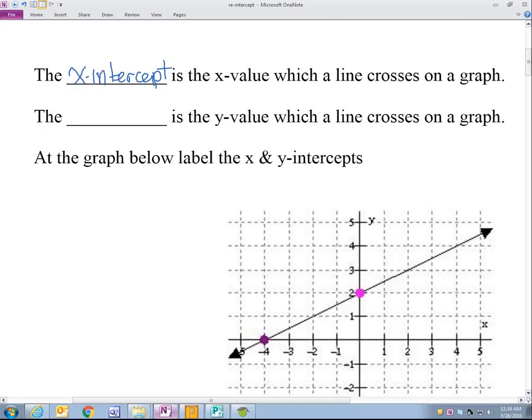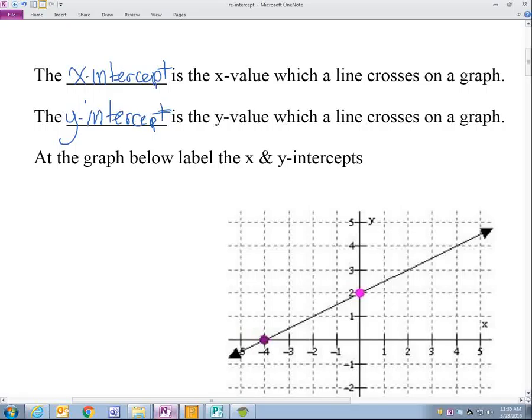And the y-intercept is the value at which a line crosses the y-axis on a graph. Y-intercept. So where it crosses the y-axis on a graph is the y-coordinate. Yeah, where the ball and the player meet. Exactly.